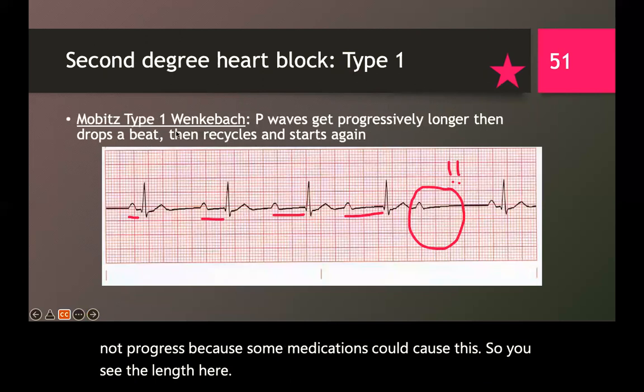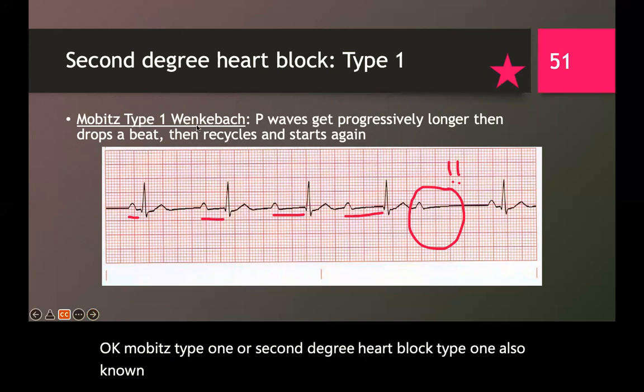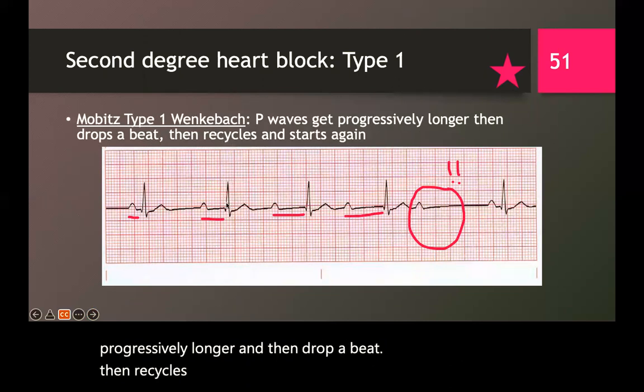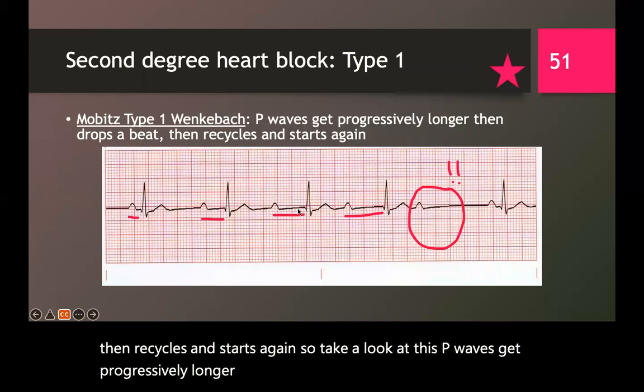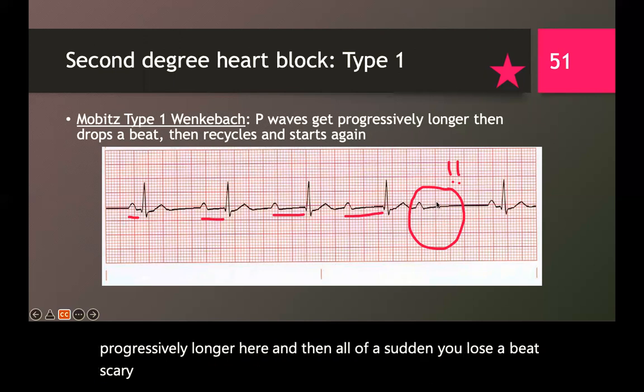Okay, Mobitz type 1, or second degree heart block type 1, also known as Wenckebach. The P waves get progressively longer and then drop a beat, then it recycles and starts again. So take a look at this. See how the P waves start to get progressively longer here? And then all of a sudden you lose a beat. Scary. Okay, so just keep that in mind.